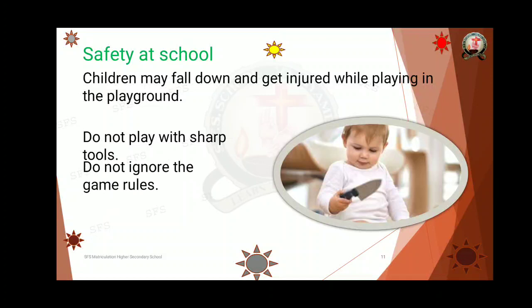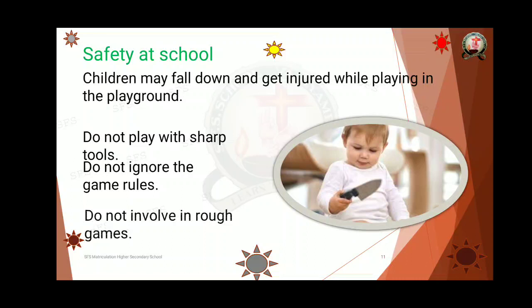Do not ignore the game rules. Do not ignore, which means if a rule is set for the particular game, you have to follow the rules. If you are violating the rules, you will be in an accident or you will be injured.